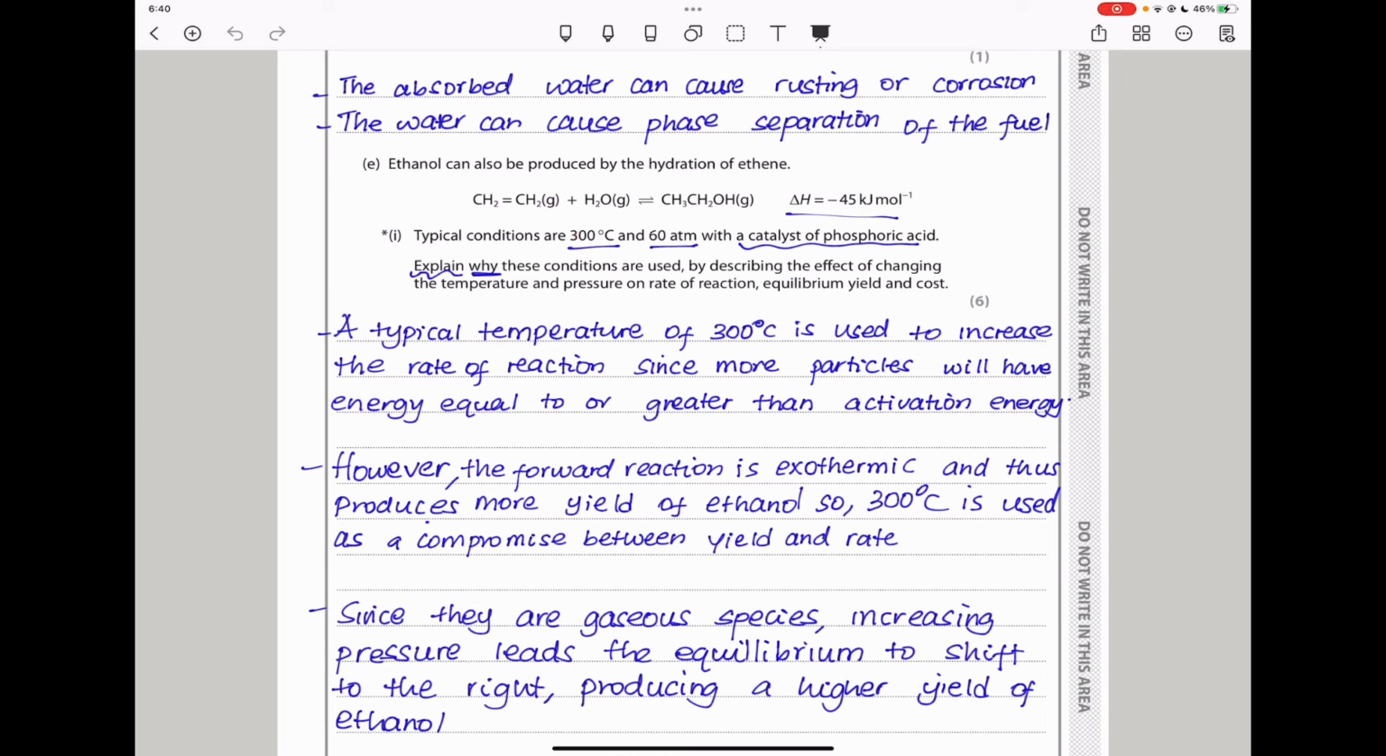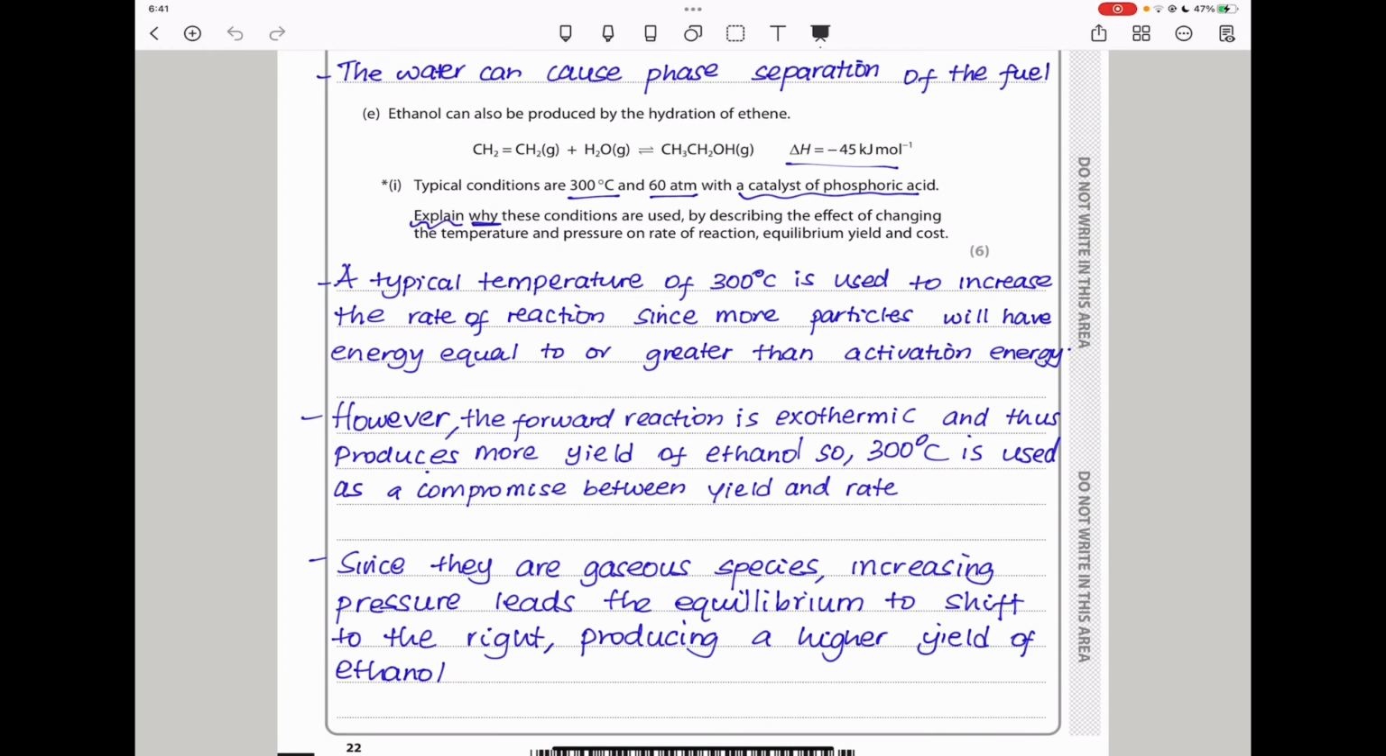Even if the yield is compromised, we can still recycle the products. So it means at the end of the reaction, if there is unreacted ethene as well as water, they can be recycled so that we can obtain the ethanol, even if it's going to be less, at a faster rate. And using a catalyst is going to provide an alternative pathway with lower activation energy, making more particles have energy equal to or greater than activation energy for this reaction to proceed.